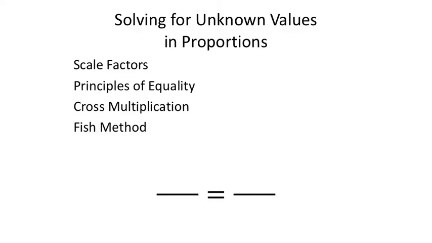So here are our four main methods for solving for the unknown. Now, we've pretty much gone over scale factors. We've seen some principles of equality. We don't generally use principles of equality when solving a proportion that's already set up, though, or even one that we have to set up. But again, one of these three values is going to be unknown. For a percent proportion, that denominator will always be 100.